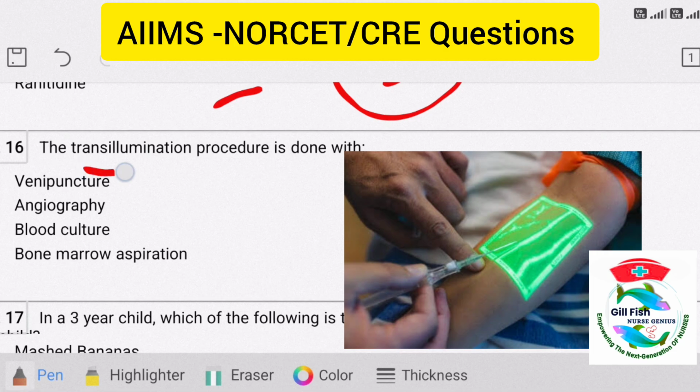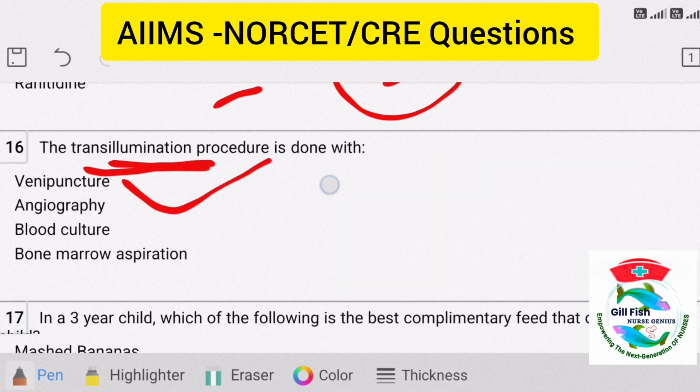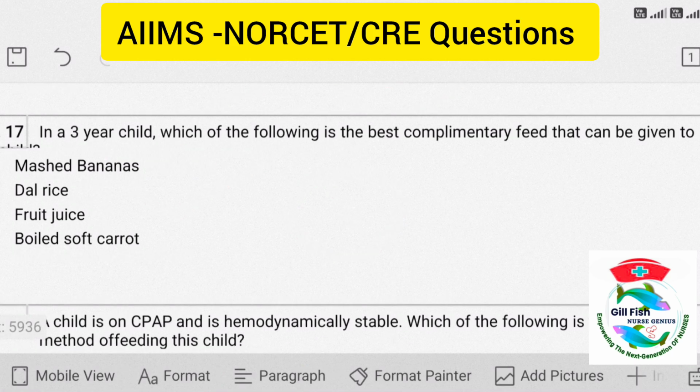So usually for what procedures are we going to do this? Trans-illumination. So what is the correct answer? Option 1 will be the correct answer. Next, 17th question.